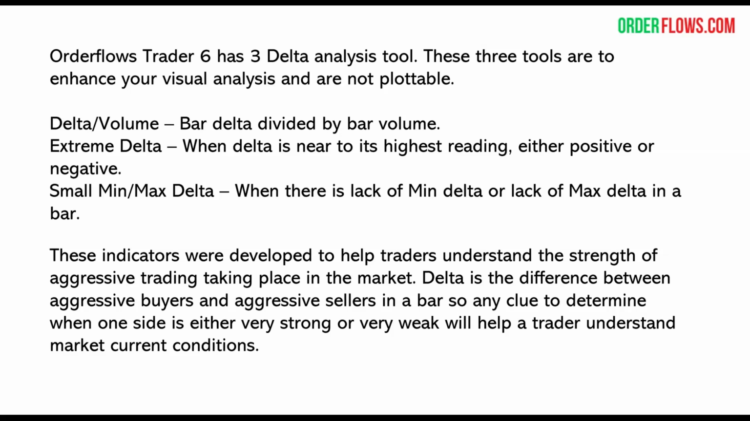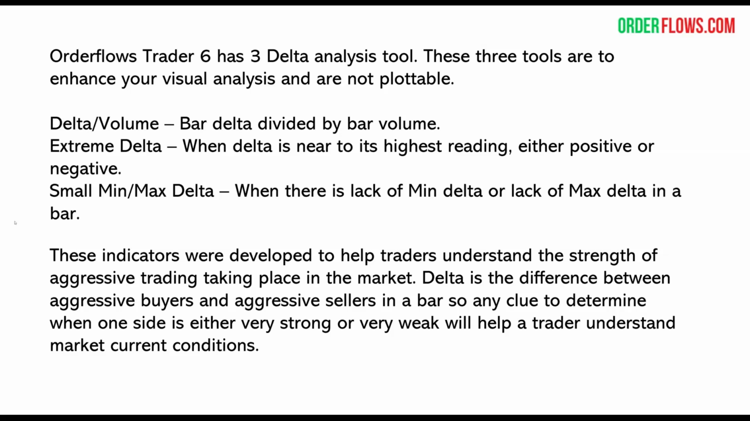It's one thing to have very strong delta directionally, either positive or negative, but when you have absolutely no positive or negative strength in a bar, that's also something you want to key in on. Most traders only look at when something is strong or weak, but really what you want to look at also is when there's a lack of something happening in the order flow. Now, these indicators were developed to help traders understand the strength of aggressive trading taking place in the market. So delta is the difference between aggressive buyers and aggressive sellers in a bar. So any clue to determine when one side is either very strong or very weak is going to help you understand the current market conditions.